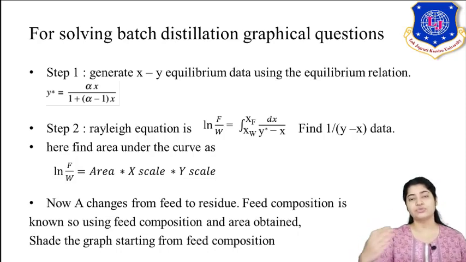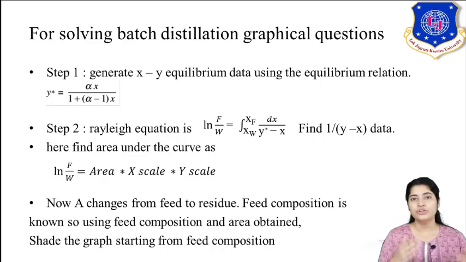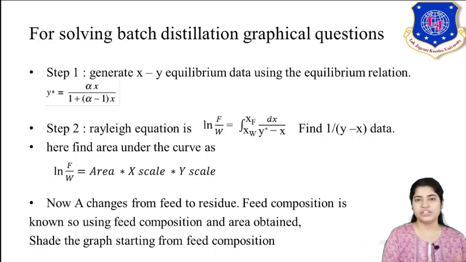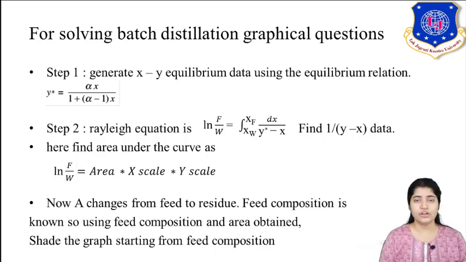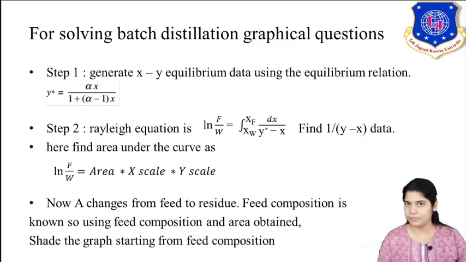From feed to residue, how much has been separated out? So how will you solve this, how will the area under the curve give you the answer? Now see, A changes from feed to residue, right? Your feed composition here is known, of course it is known. So using this feed composition, an area is obtained.